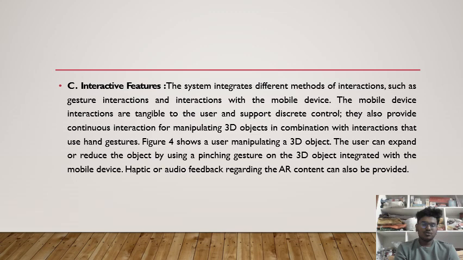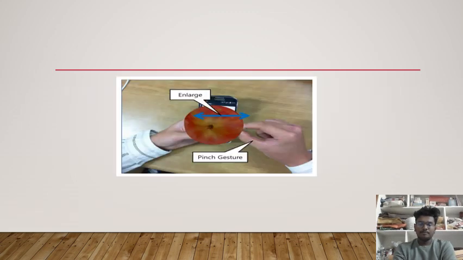Figure 4 shows a user manipulating a 3D object. The user can expand or reduce the object by using a pinching gesture on the 3D object integrated with the mobile device. Haptic or audio feedback regarding the AR content can also be provided. This is figure 4, which showcases the AR.